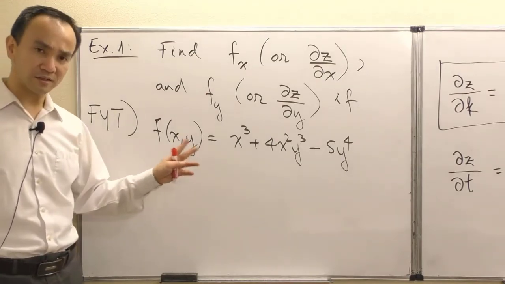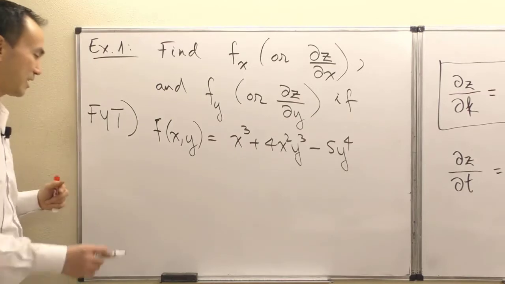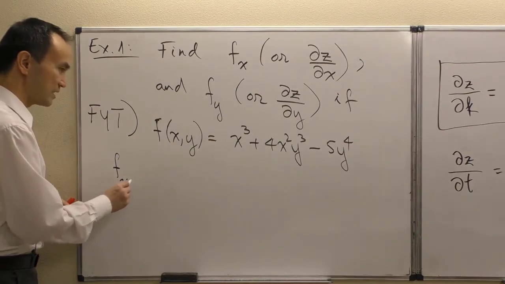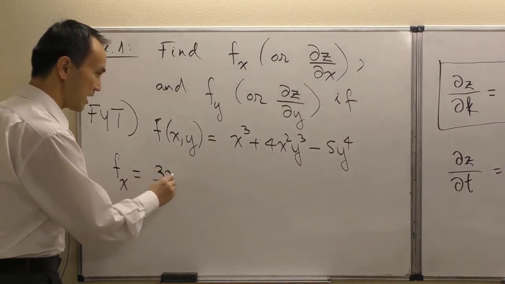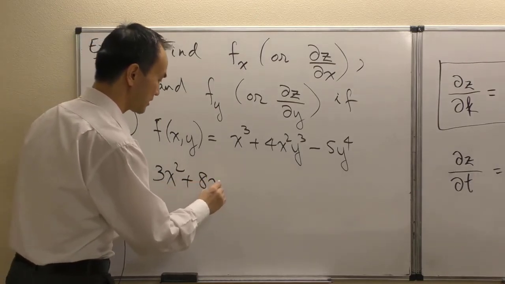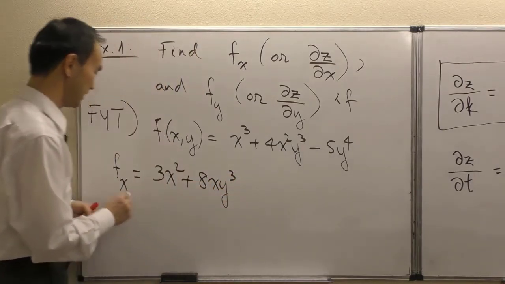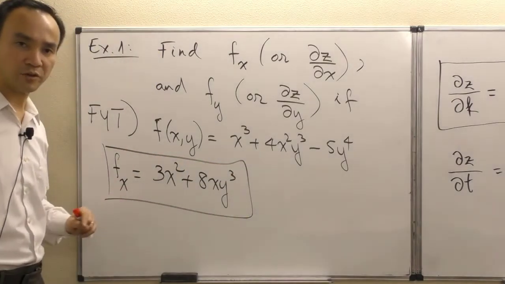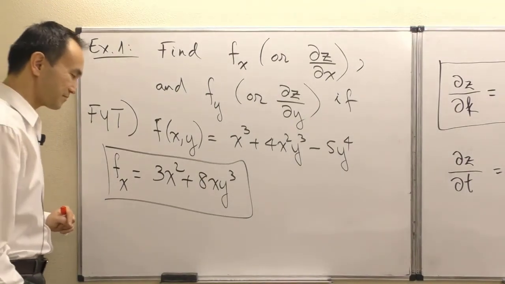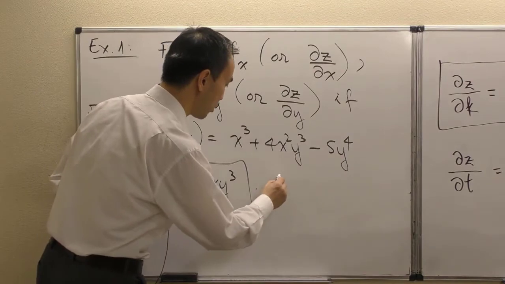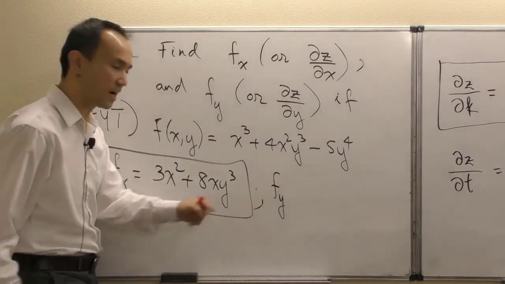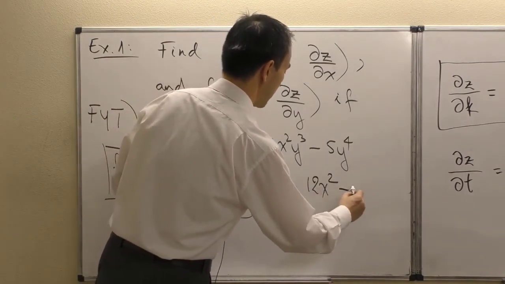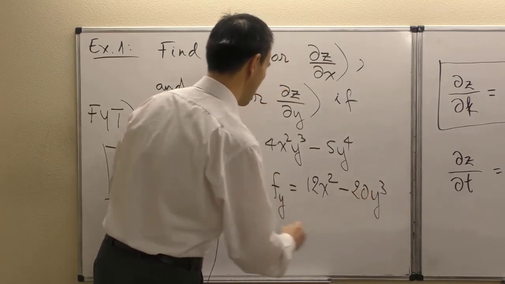Okay, so at this point, assuming that anyone has already spent some time, I'm going to go ahead and provide the final answer right here. So the partial derivative of f with respect to x is going to be 3x squared plus 8x y cubed. Then for the next one that we're required to find, the partial derivative of f with respect to y, this is going to give me 12x squared minus 20y cubed right there.